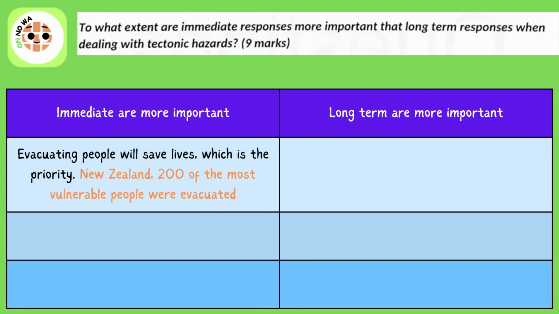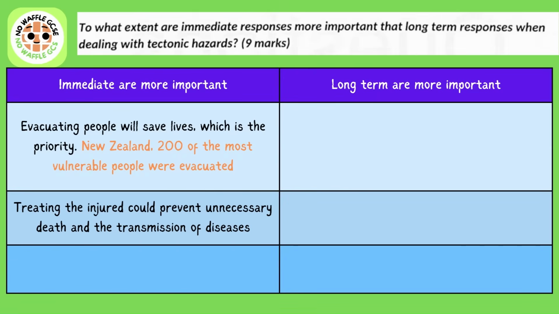Okay, the first point I've said is that for immediate responses being more important, evacuating people will save lives. And this is the priority in any event that could happen. An example of this would be that in New Zealand, 200 of the most vulnerable people were evacuated prior to this. So this immediate response could have saved the lives of 200 of the most vulnerable people.